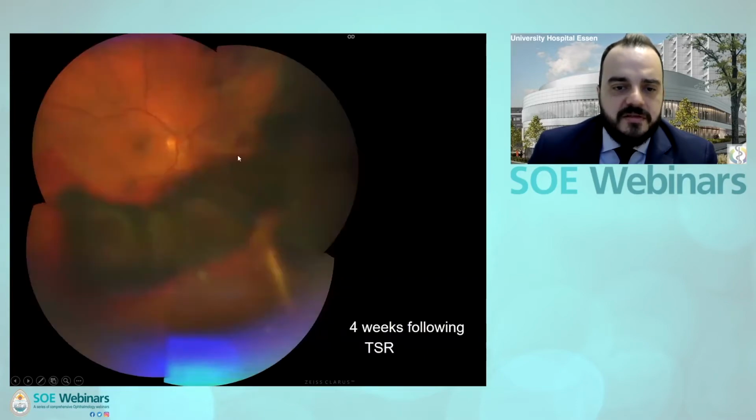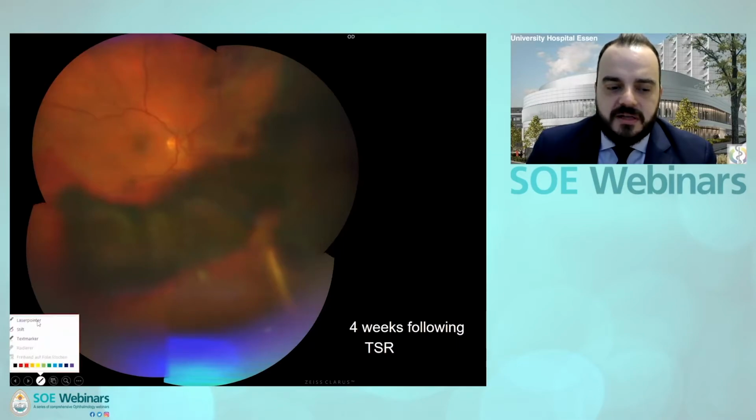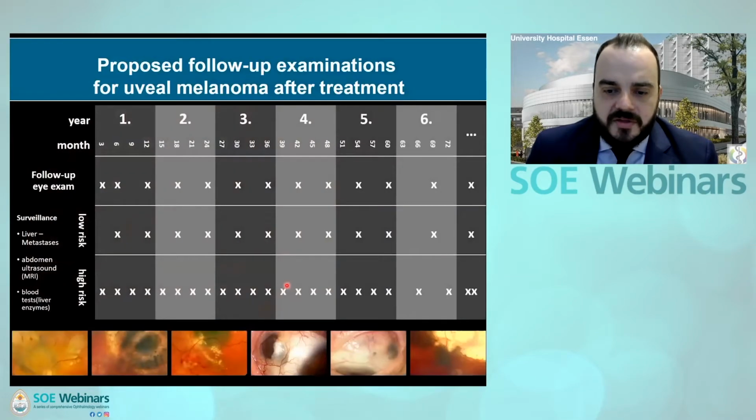Now, this is the patient 4 weeks after the surgery. You can see here a little bit of retinal detachment with subretinal blood, but the posterior pole is actually very good. This is our scheme, how we follow up the patients after uveal melanoma treatment.